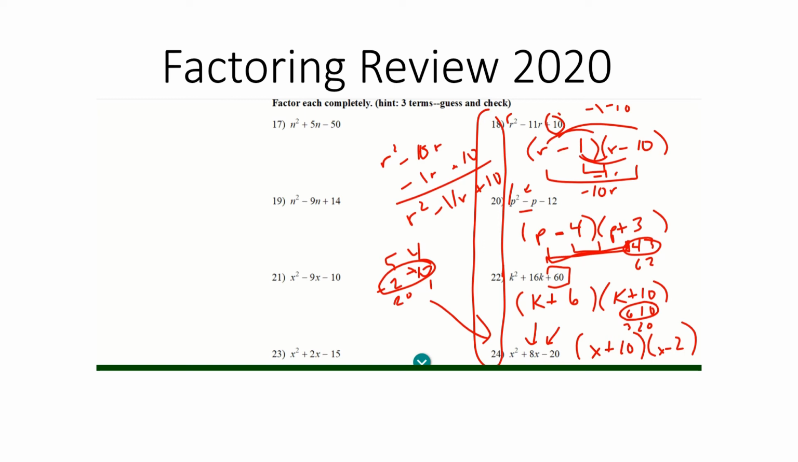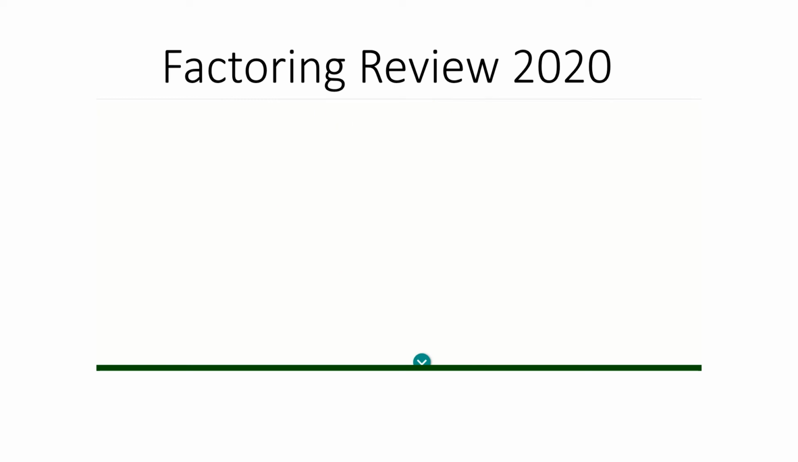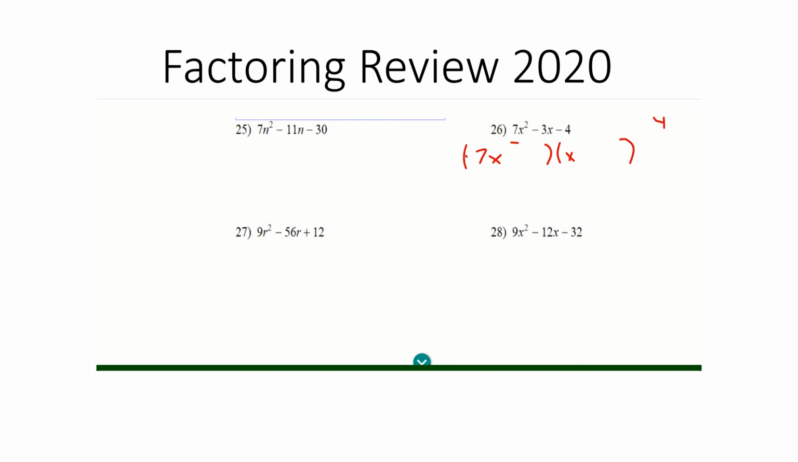So this is a really important page, these last 2 pages. So as we get to here, now I don't have numbers that are as easy, but I know 7 is prime. So I know when I'm guessing and checking, I have to have 7x and x. And then I'm going to guess and check 4 and 1 and 2 and 2. I'm going to start out with 4 and 1.